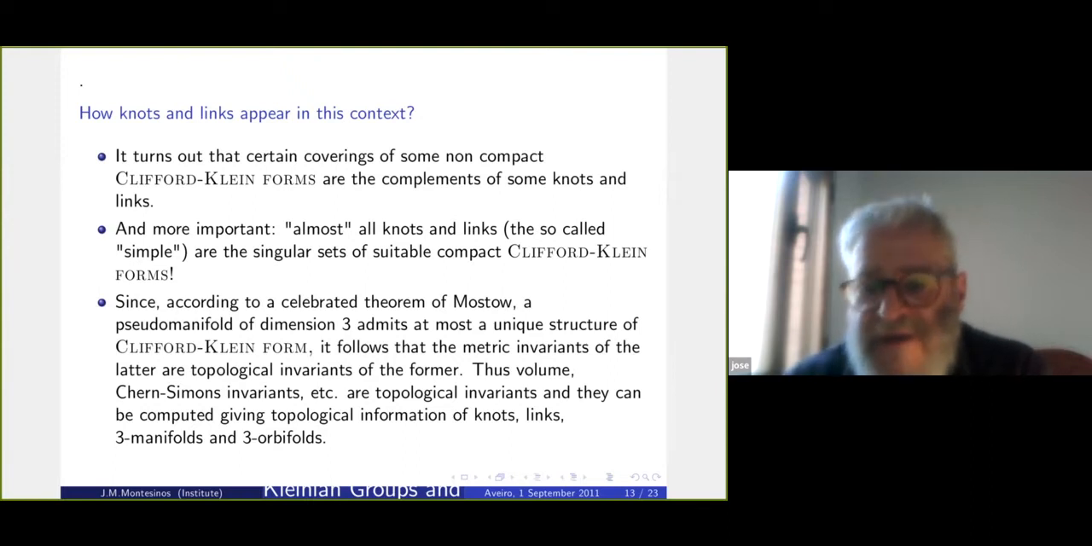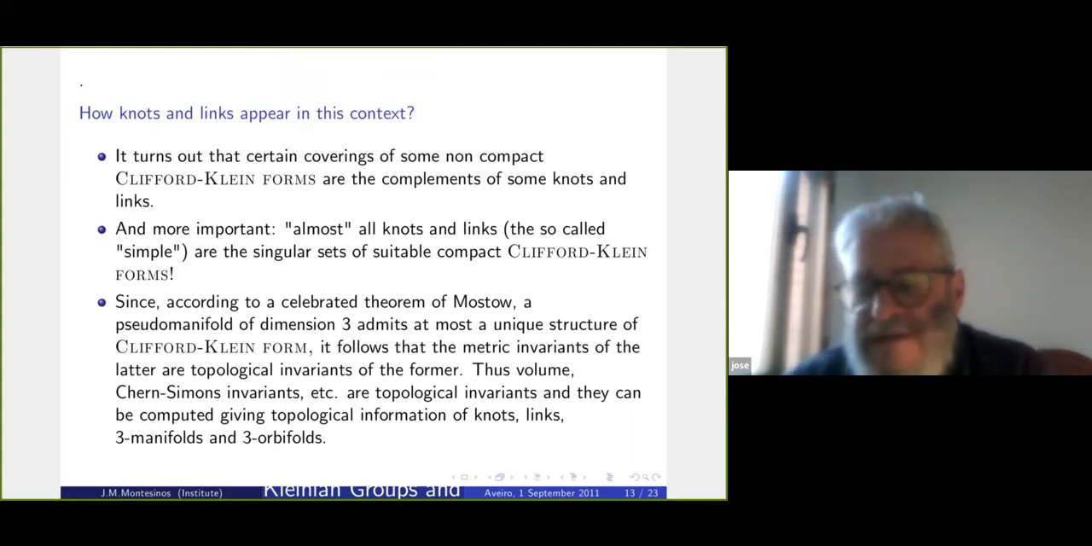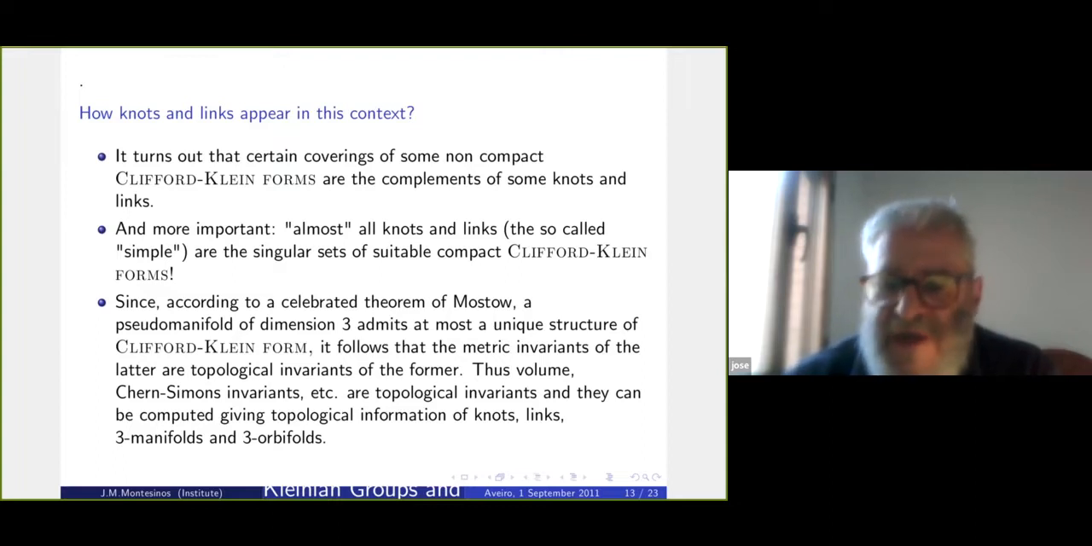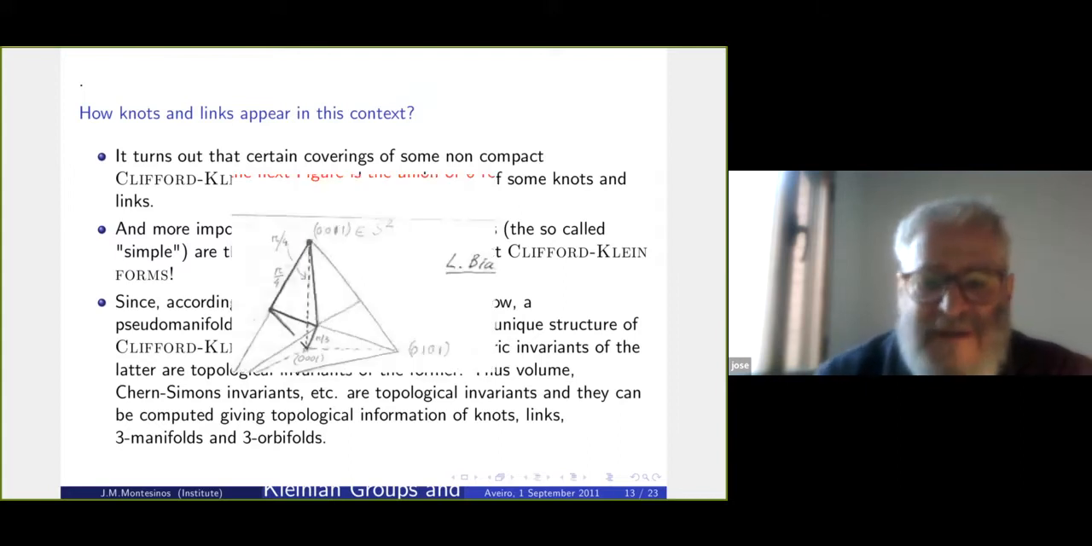Maite and I have studied the volume and the Chern-Simons invariants. We have computed fine formulas, Schläfli type formulas, for the volume and for the Chern-Simons invariants, in many papers. And they can be computed, giving topological information on knots, links, three-manifolds, and three-orbifolds at the same time.